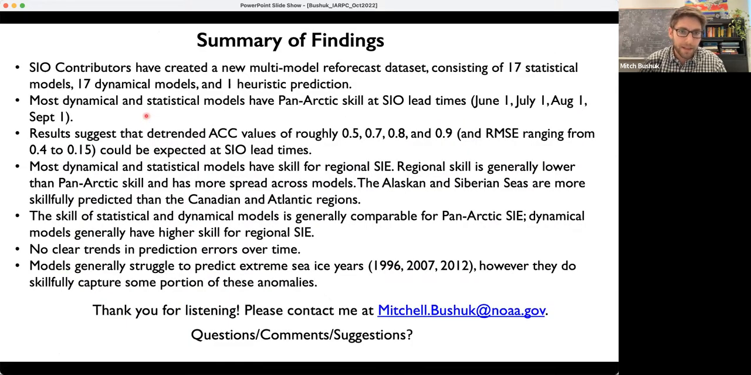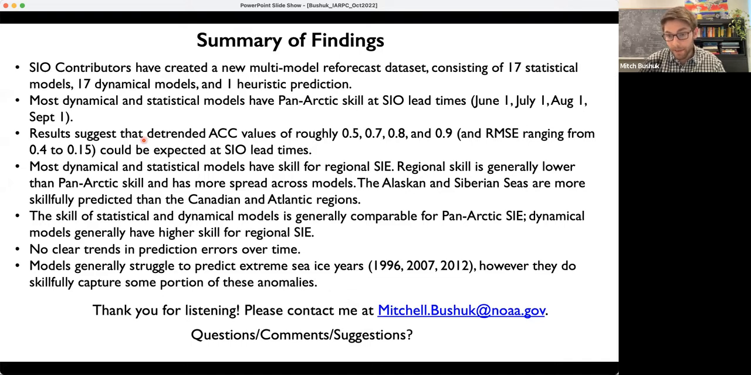Okay, great. So just to summarize the findings so far, Sea Ice Outlook contributors have created a new multi-model reforecast data set consisting of 17 statistical models, 17 dynamical models, and 1 heuristic prediction. We found that most of these models have pan-Arctic sea ice extent skill at the SIO lead times. And these results suggest that detrended ACC values of roughly 0.5, 0.7, 0.8, and 0.9 respectively could be expected at these lead times. We also found that most of these models have skill for regional sea ice extent, but the regional skill is generally lower than pan-Arctic skill and tends to have more spread across the models.